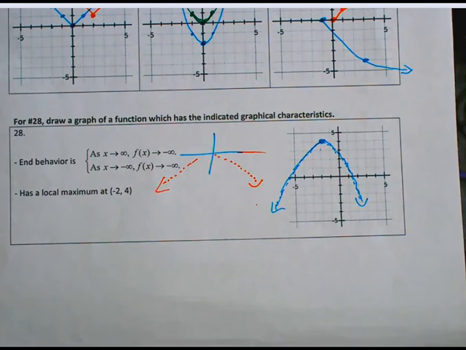Again, if you're not sure, if you've drawn something else and you think that it's correct, please check with your teacher on this one as well. And that is it for Unit 1 review.